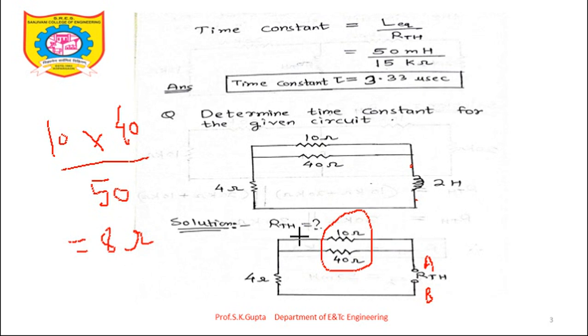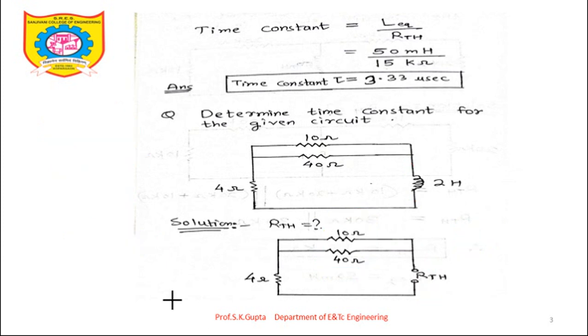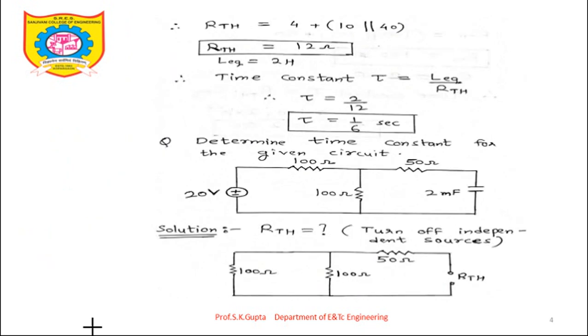After that, this 8 ohm is in series with this 4 ohm. So from point A to point B we have 12 ohm resistor. So RTH value is 12 ohm. Now L equivalent value is 2 Henry. So what will be time constant then? 2 Henry divided by 12 ohm. That means 1 by 6 seconds. So for the second numerical, the time constant tau is 1 by 6 second.